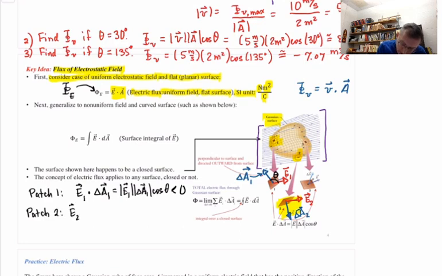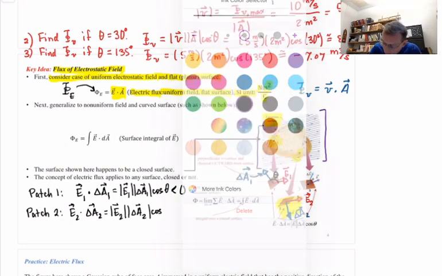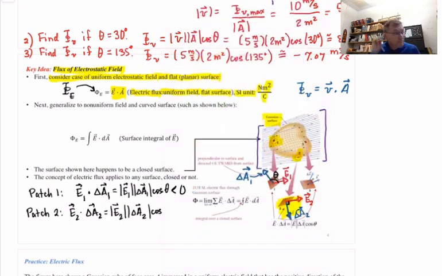So when we calculate the electric flux through patch 2, we're going to take E2 dot delta A2, that's the magnitude of E2, times the magnitude of delta A2, times the cosine of the angle between them. It's kind of hard to see, but there's a little right angle drawn in the diagram right there, telling me that the angle between E2 and delta A2 is indeed exactly 90 degrees, and the cosine of 90 is 0. You don't get any flux through a surface where the electric field skims along it.